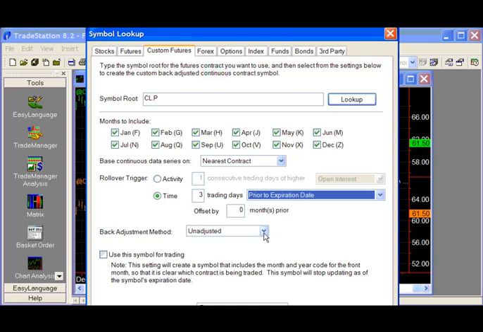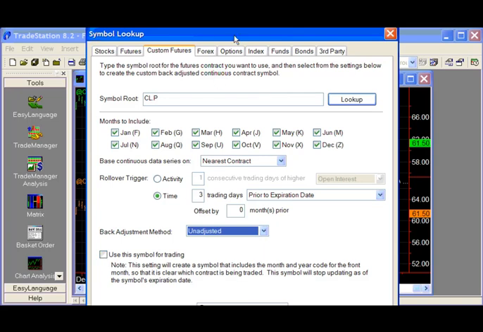Finally, the back adjustment method. The adjustment rules I referred to before: an unadjusted contract, absolute difference, or ratio. With an unadjusted contract, there won't be any adjustment for those differentials that roll over time. Absolute difference is arithmetic, and ratio is exactly that. Then there's a checkbox if you want to use this symbol for trading.